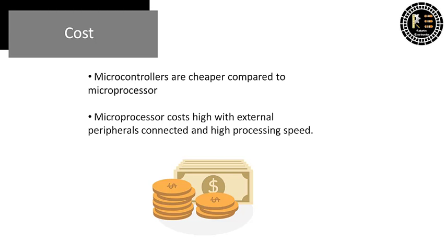Moving on to the cost. Microcontrollers are cheaper, very much cheaper compared to the microprocessor, whereas a processor costs high because along with the processor we need to go for external peripherals, which increases the cost, and as the processing power of these microprocessors increases, the cost obviously increases. But the cost of microcontrollers is comparatively cheaper, and they are available at much less cost compared to the processors.